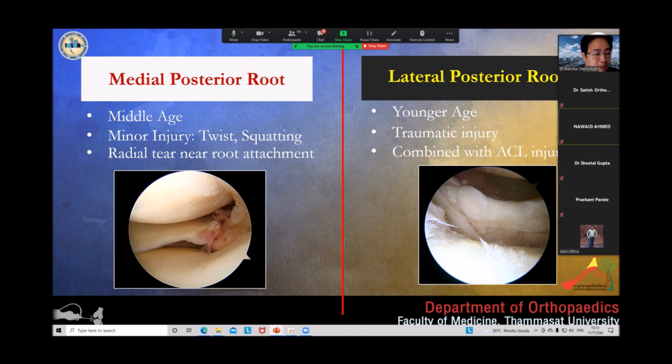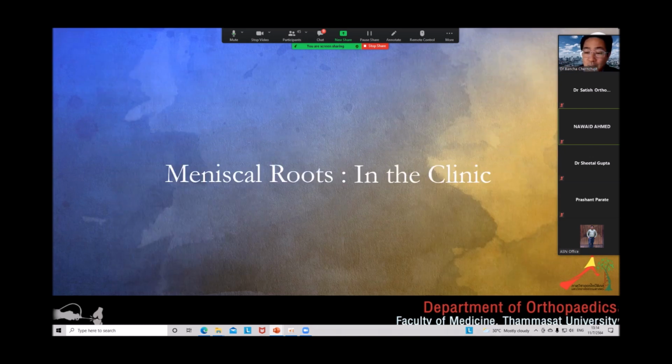So the medial side is more common in the middle age. Minor injury like twisting, squatting, radial tear close to the root attachment. For the lateral side, it's more common in the young, traumatic injury like twisting injury and always combined with the ACL injury.